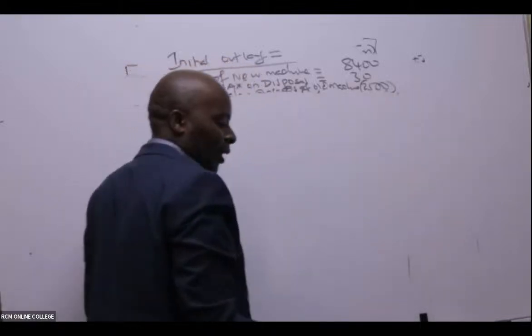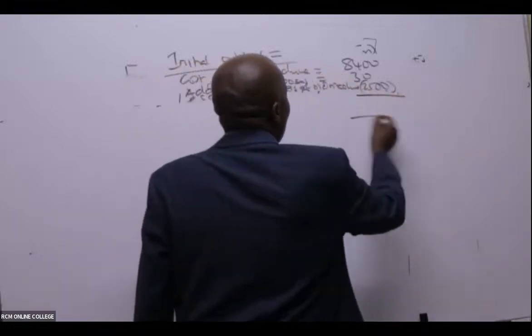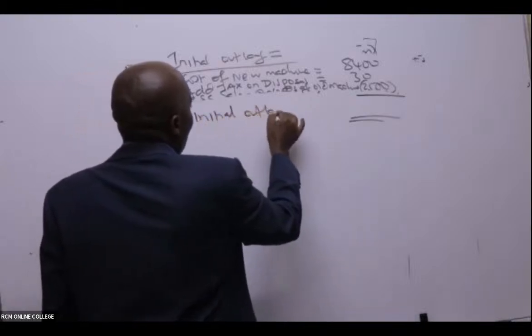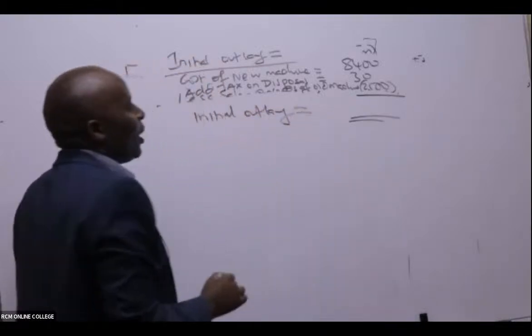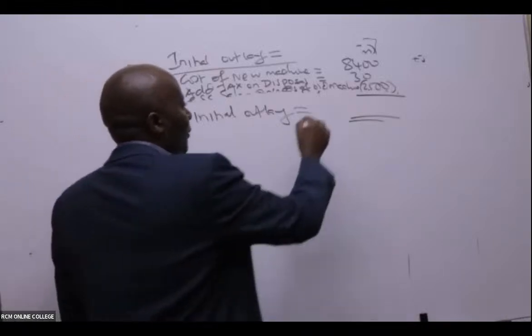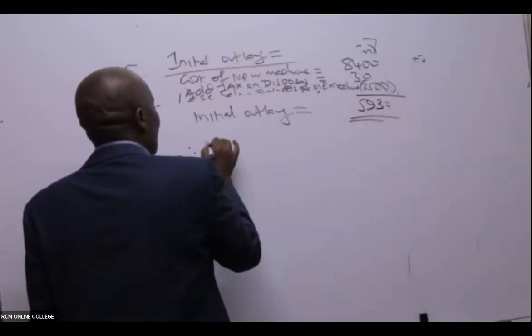This IO is the initial outlay. So now you should be able to give me this initial outlay: 8,400 plus 30 minus 2,500, which will end up giving me 5,930.